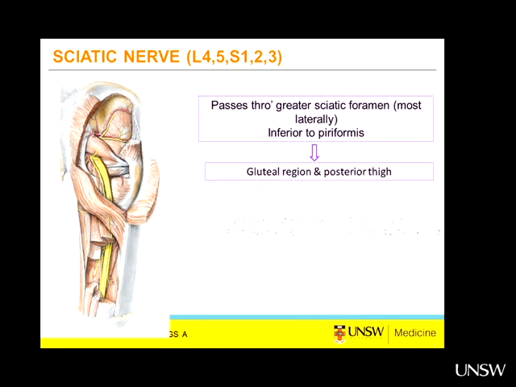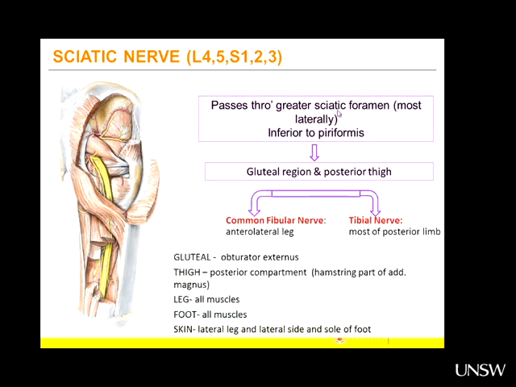Okay, so exactly the same thing I'm telling you here. So it passes through the greater sciatic foramen. Here we can see it under piriformis, then passing deep into the thigh, where it will divide into its two parts.